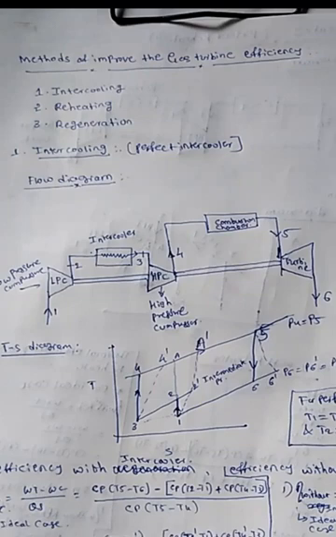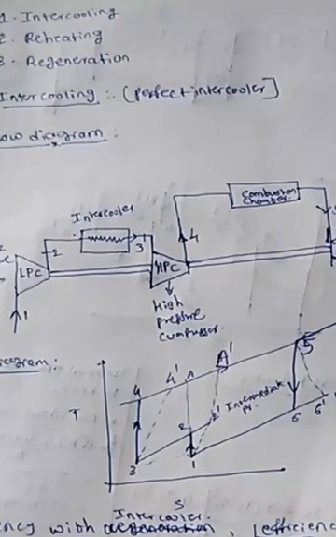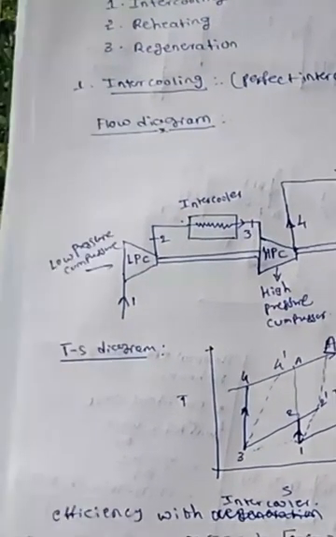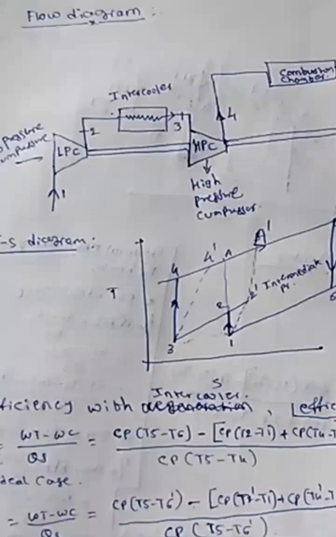Some percentage of the gas turbine thermal efficiency can be improved by implementing these methods. Let us discuss them one by one. The first one is intercooling. Here we will discuss only the perfect intercooler; I will explain later what we mean by a perfect intercooler. In this we need to understand the flow diagram, the TS diagram, and the thermal efficiency.